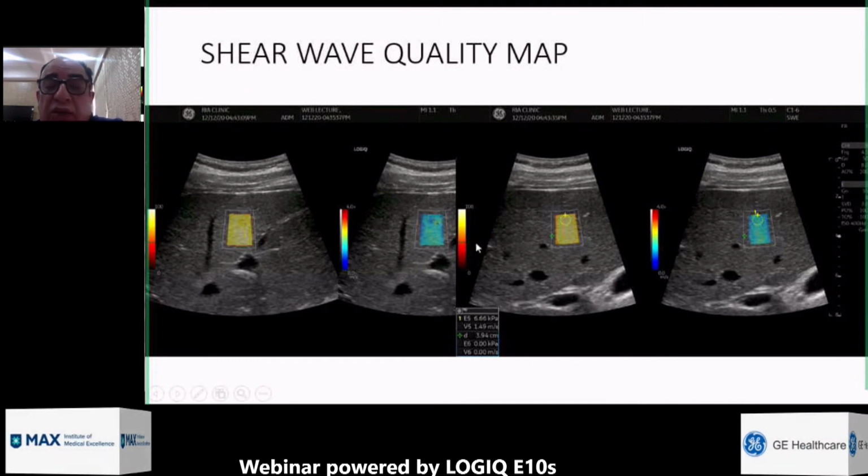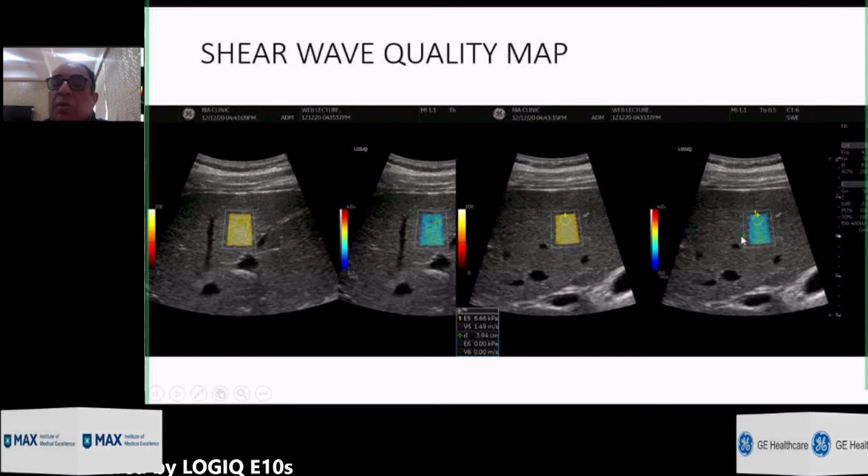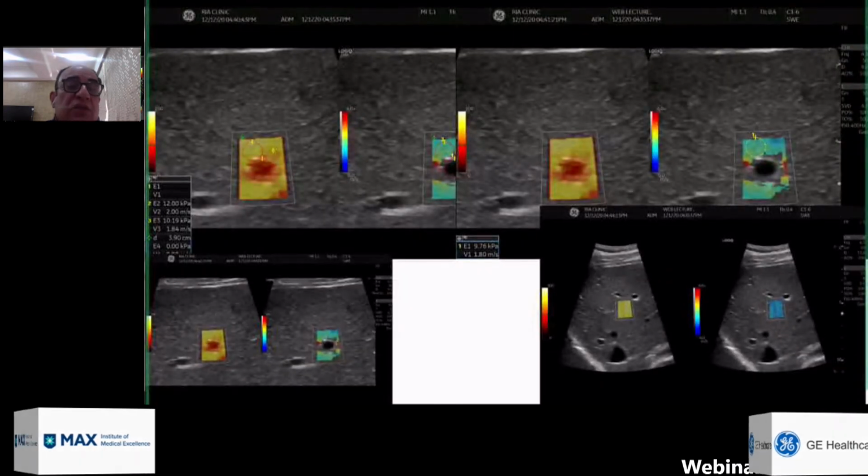and only then do we take the shear wave measurements in this measurement area here. And then we place the cursor. You can see that it's yellow here and it comes up as green here, telling us that you can now go ahead and take the shear wave velocity.